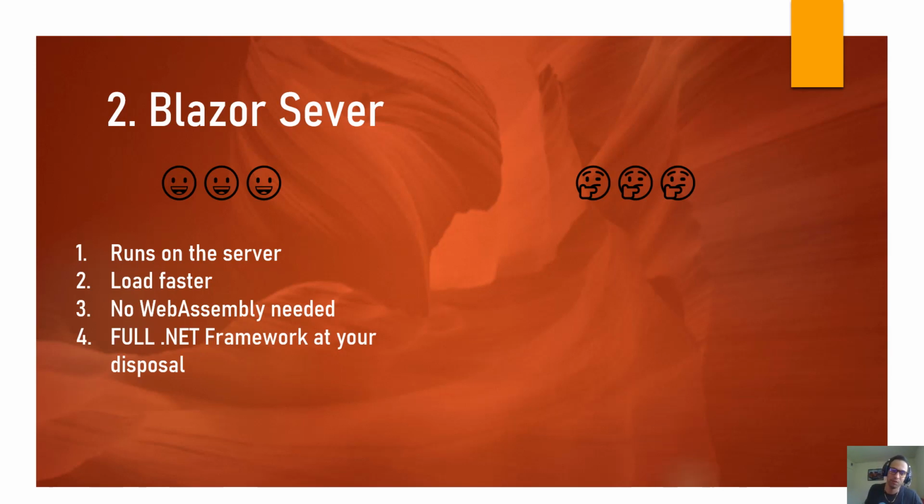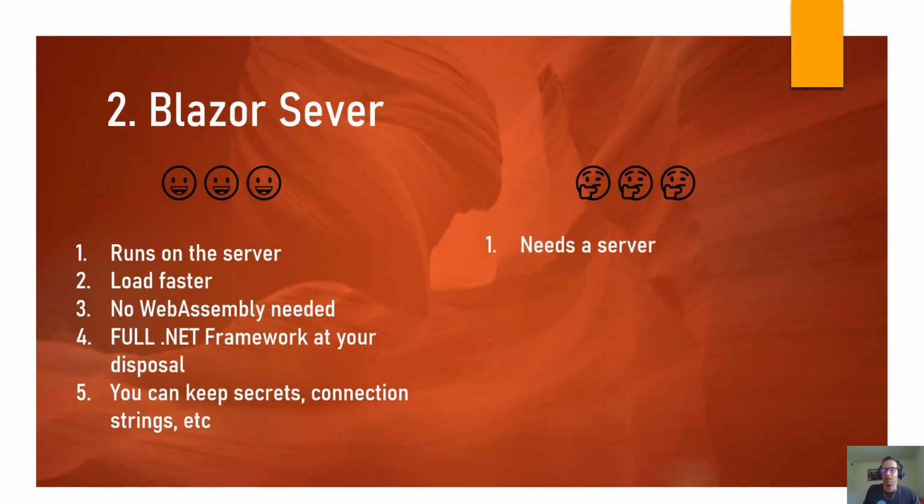You have again the full .NET framework at your disposal, and you can keep secret connection strings, so you can have your database server exactly on the same server as your Blazor Server app, and you can connect. No one can access that server because that's your own hardware, so you definitely can keep secrets, API key secrets, connection strings, everything. So cons, you need a server.